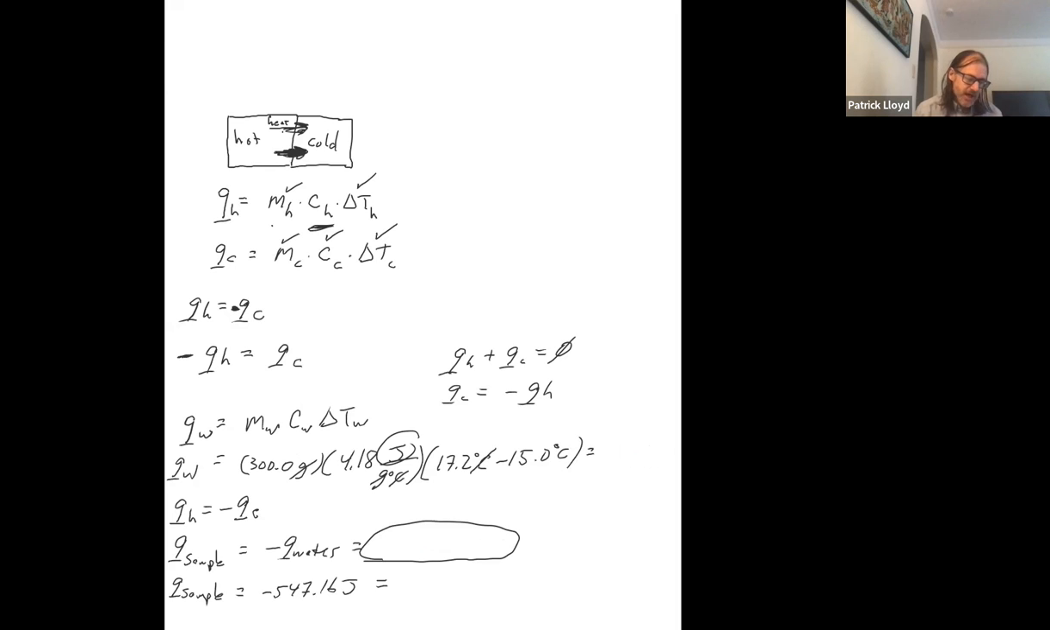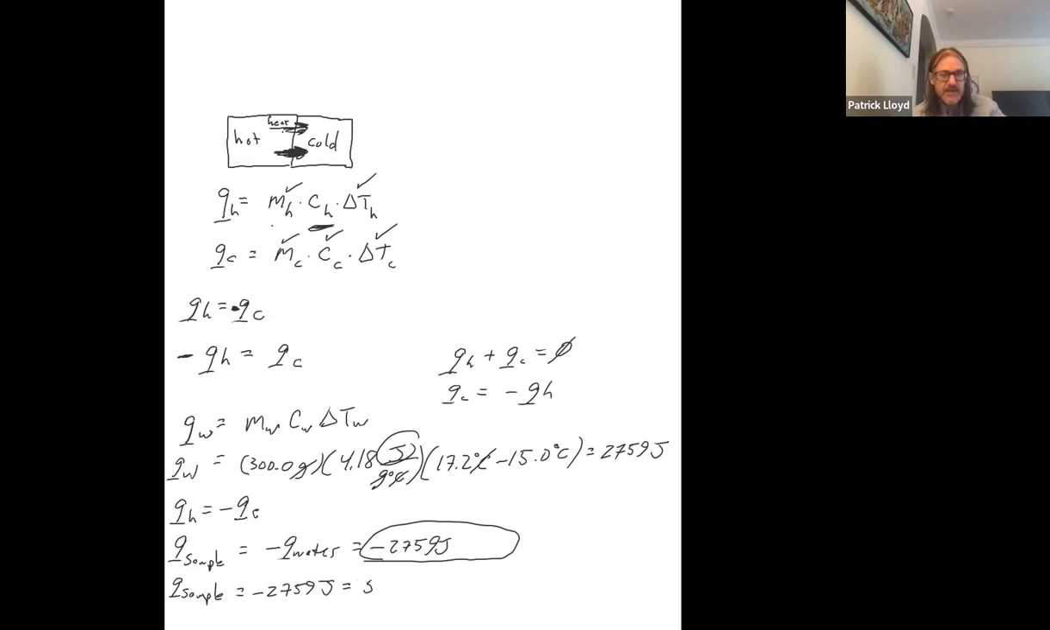$300 times 4.18 times 2.2 is 2759 joules. Okay, and then this would be minus 2759 joules, right? So the glass is going to be negative, and that is the MC delta T.